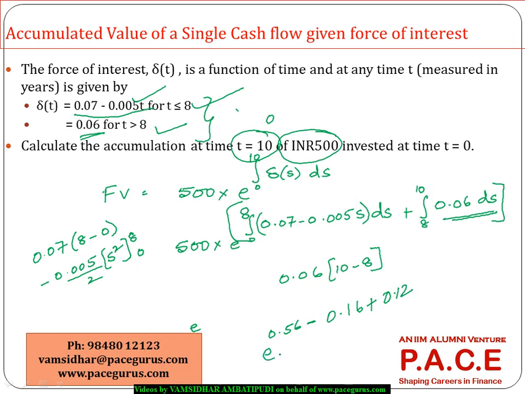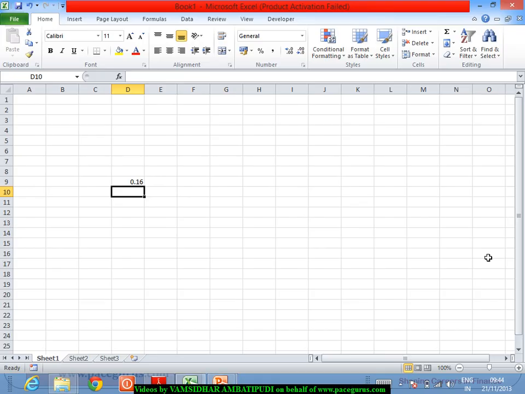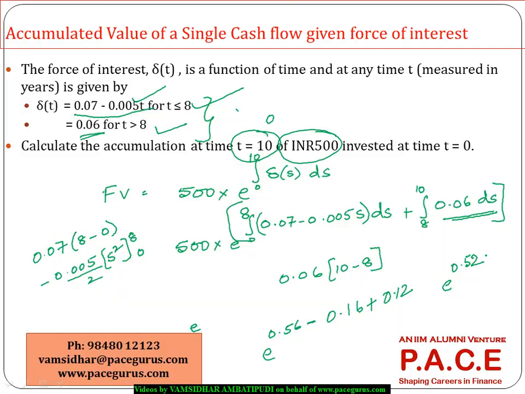This entirely is about e power. So it is coming out to e power 0.52, which will be multiplied by 500. So finding out e power 0.52 into 500 gives me 841.01.